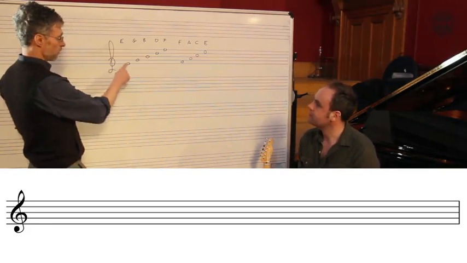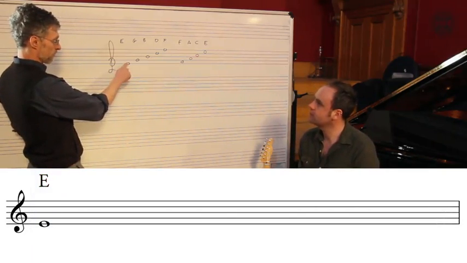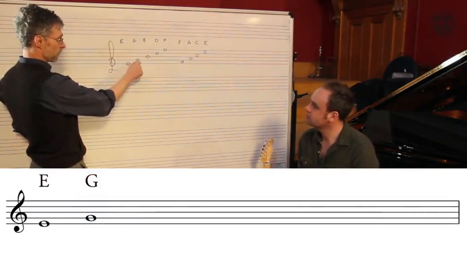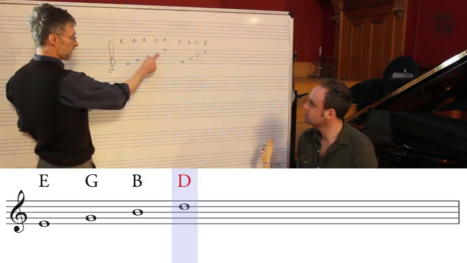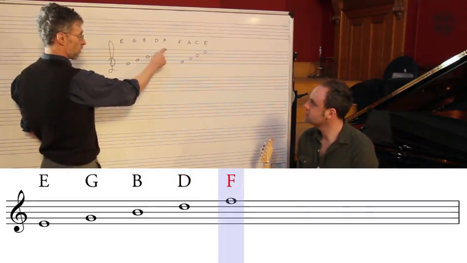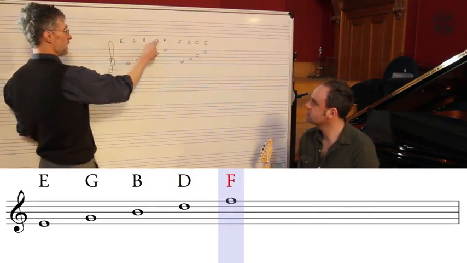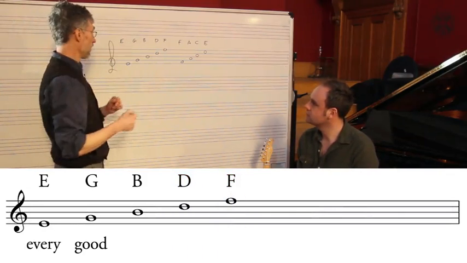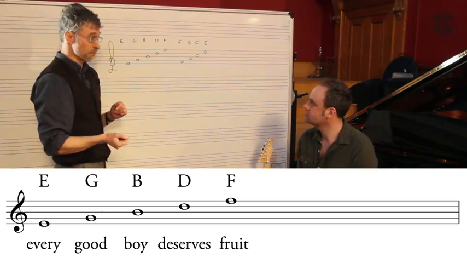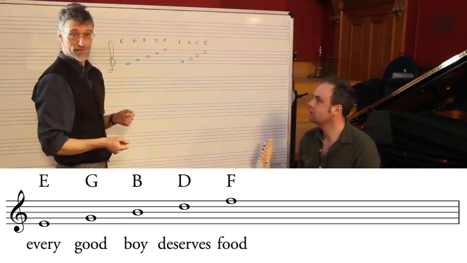So if I start on the bottom line, it's an E. Then the next line is a G. The next line is a B. The next one a D. And then the line at the top is an F. E, G, B, D, F could spell every good boy deserves fruit. Football. Fun. Food.